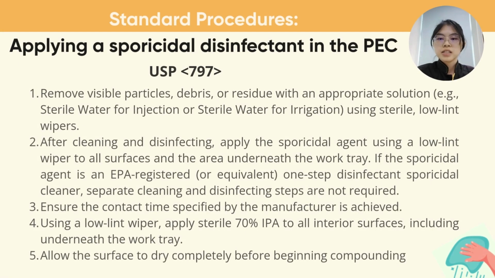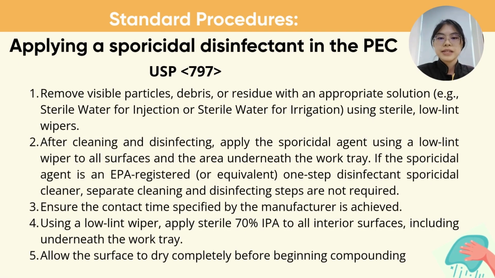Procedures to apply a sporicidal disinfectant in the PEC. First, remove any visible debris using sterile water and a low-lint wiper. Next, apply the EPA-registered sporicidal agent to all interior surfaces and under the work tray. Measure the contact time specified by the manufacturer. Then apply sterile 70% IPA to all surfaces. Finally, let everything dry completely before starting compounding.